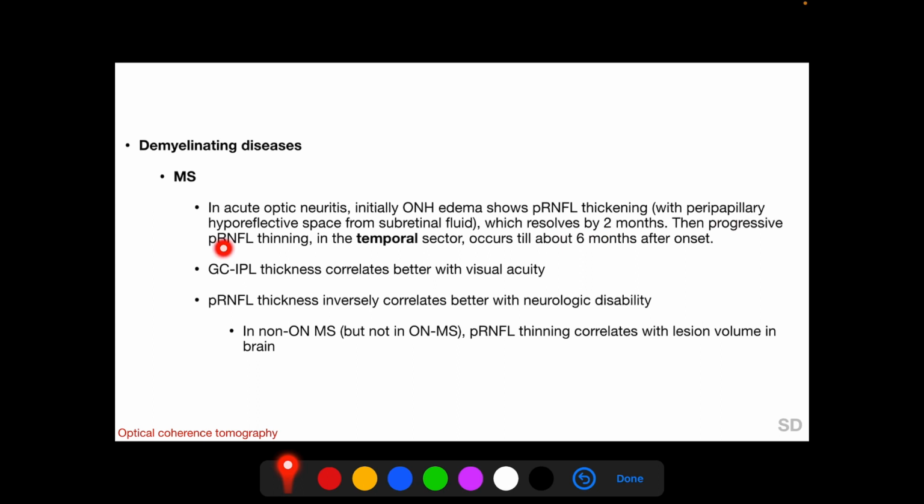Then there is progressive p-RNFL thinning in the temporal sector, and this continues to progress till about 6 months after onset. It has been seen that the GC-IPL thickness correlates better with visual acuity. So the thinner the GC-IPL, the lower the visual acuity, and p-RNFL thickness has been shown to also inversely correlate with neurologic disability. Now in MS without optic neuritis, it has been shown that the p-RNFL thinning correlates with lesion volume in the brain.